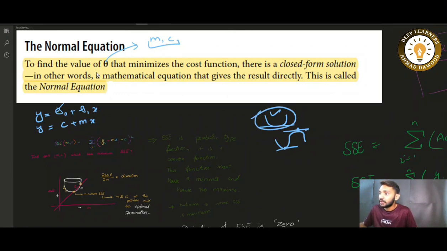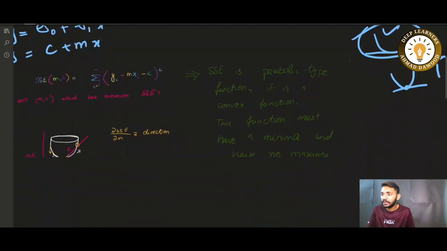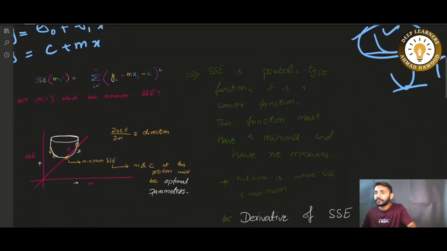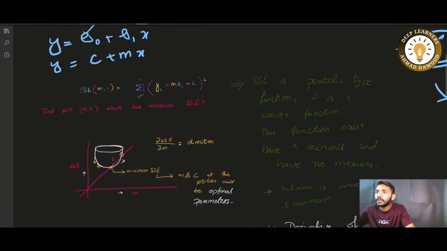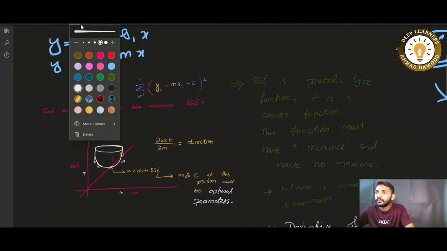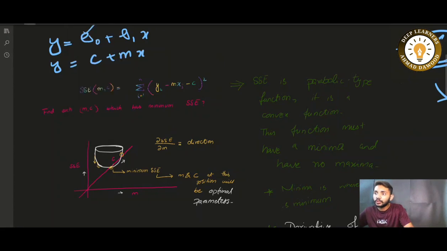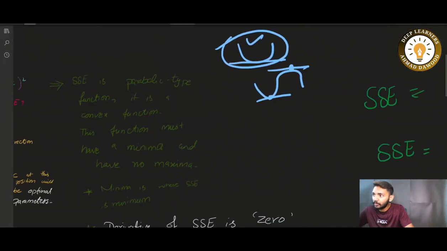So here we are having the function like that. SSE, the sum of squared error, is a parabolic type function. It is a convex function. This function must have a minima and it has no maxima. So it has a minimum point, we are sure of that, and at the minimum point the slope is zero.